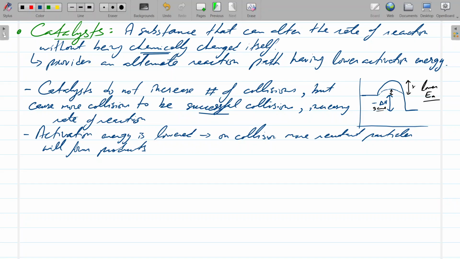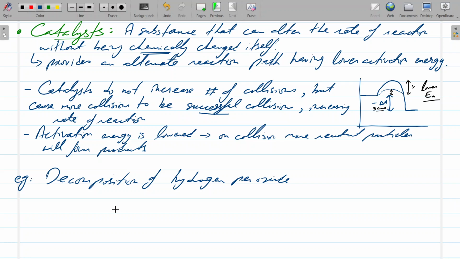So in an industrial process, it's all a balance of how much catalyst you are using, and as they mentioned, 90% of industrial processes use catalysts. So the example that they've given, let's get to the example, is the decomposition of a compound called hydrogen peroxide.